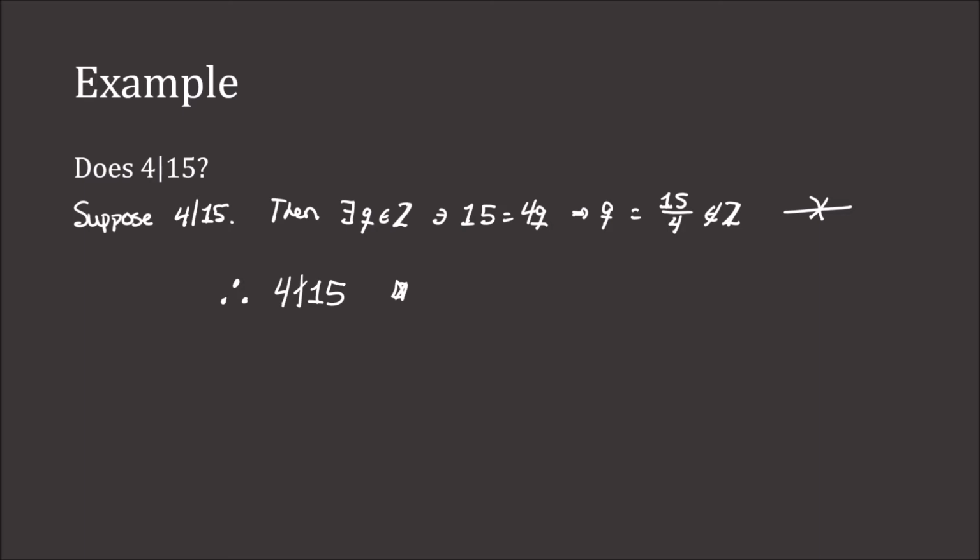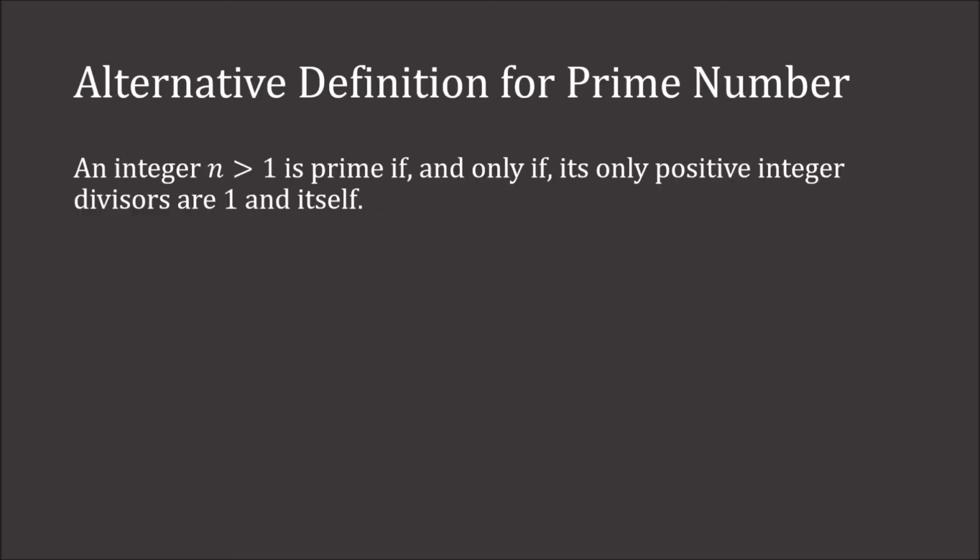Well, with now the definition of divisibility, we have a new way to define a prime number. So an integer n greater than 1 is prime if and only if its only positive integer divisors are 1 and itself.